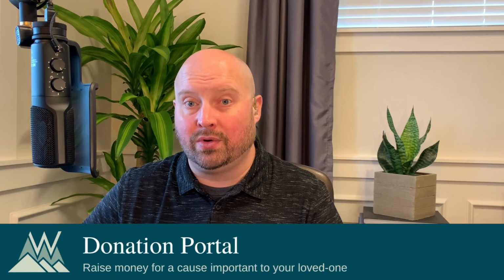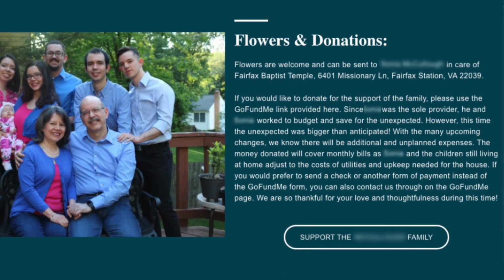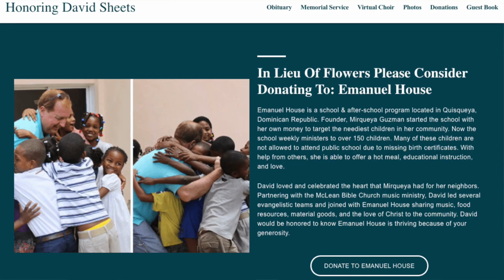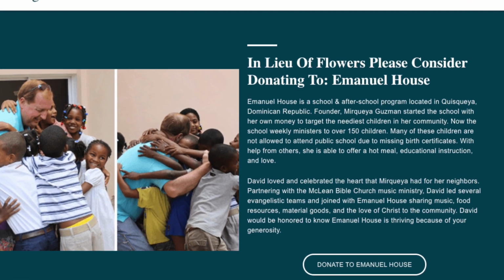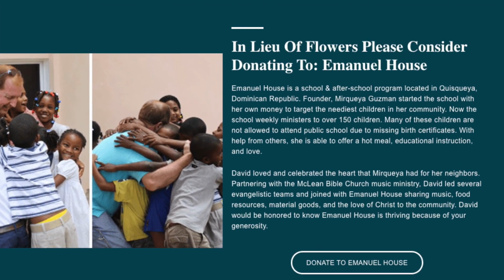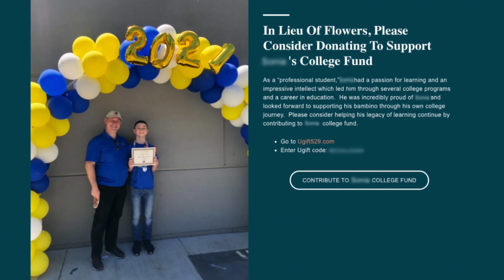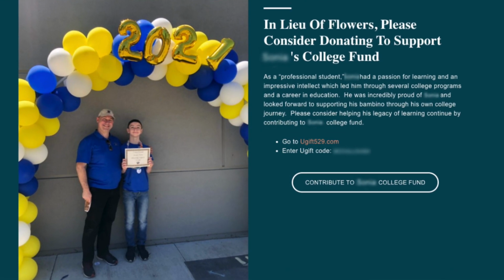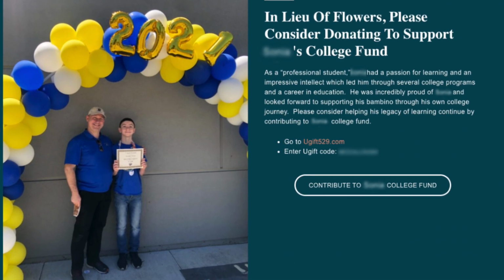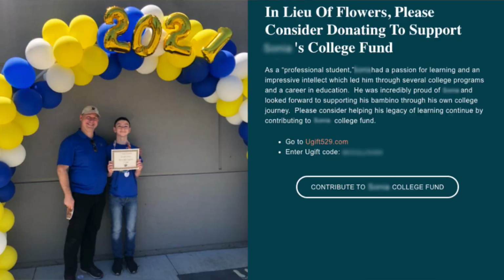You also have the option to include a section about flowers and donations. If you would like to receive flowers, we can include instructions on where to send those. If there is a charity that is dear to your loved one's heart, we can include a donation portal that encourages visitors to donate to that charity in honor of your loved one. Or perhaps you've set up a GoFundMe or similar type of fundraiser to help with unexpected expenses after your loved one's passing. In this section, we can include a link to that fundraising page. This section beautifully answers the question, how can we help?